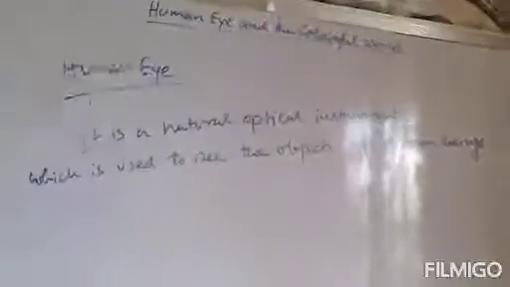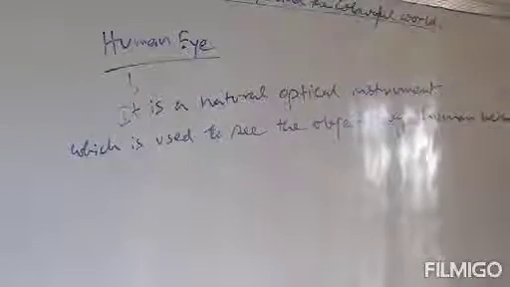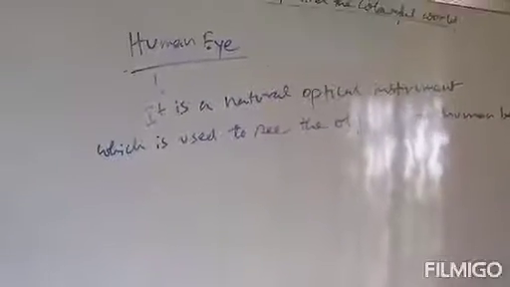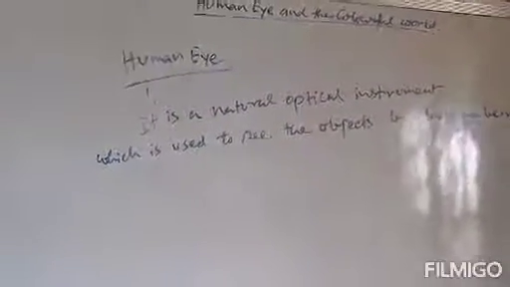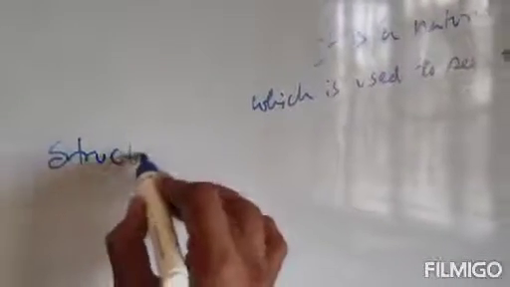Basically it is like a camera. The human eye is like a camera which has a lens and a screen system. Clear? So next, its structure, how the human eye looks.